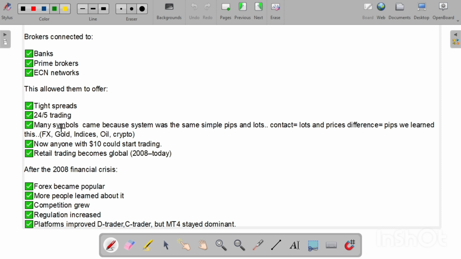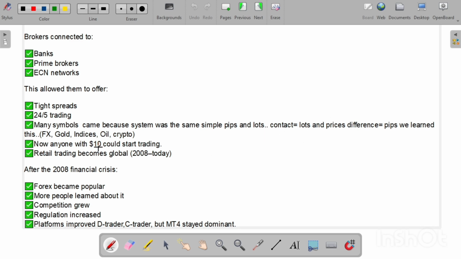Remember, this was for forex. Then it opened up to this. You could remember when we were investing, this was in the category of commodities. Gold, you can trade indices, you can trade oil, you can trade crypto. Because we have a system of counting movement and we have lots, this system was very, very simple. Today, as we talk, you can trade all these using this system.